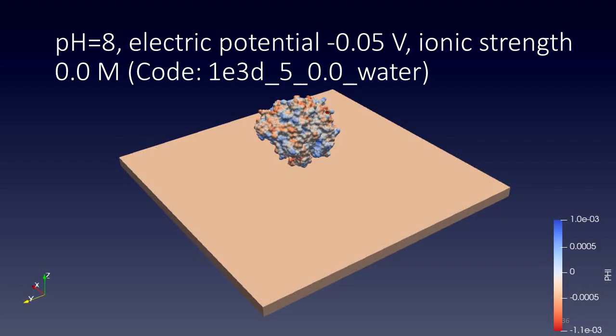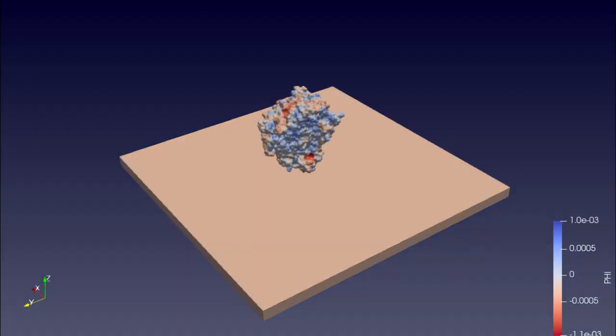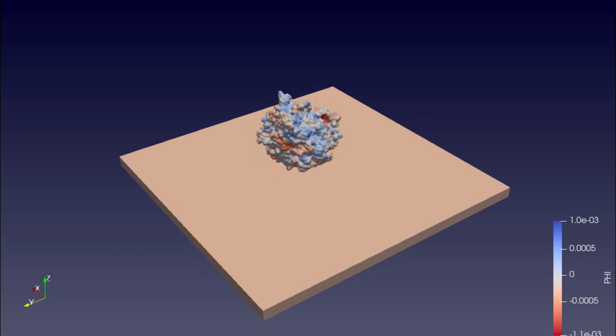Another result of this thesis was the creation of some scripts in Python for the visualization of the calculations performed in PyGB. For example, here you can see how the calculations look when I test the combination of pH 8, negative electric potential, and ionic strength of 0 molar. And here you can see how the protein is rotated on the surface of the electrode. This is just the visualization, but it's very important to have an idea of how the interaction of the protein with the surface of the electrode looks.